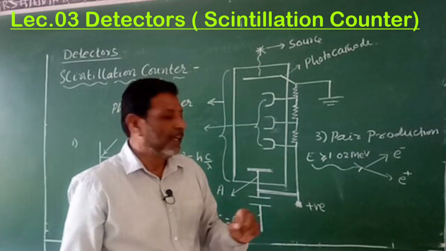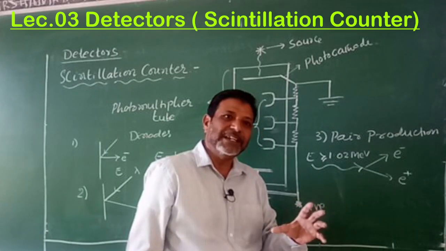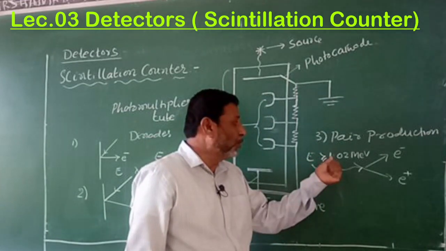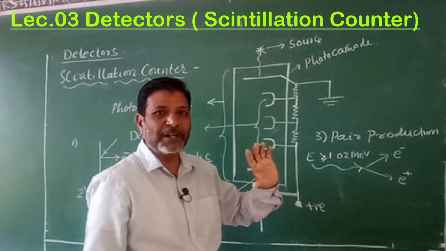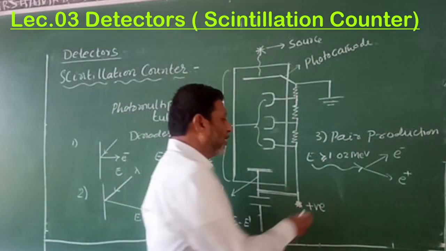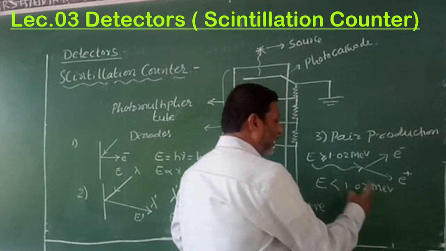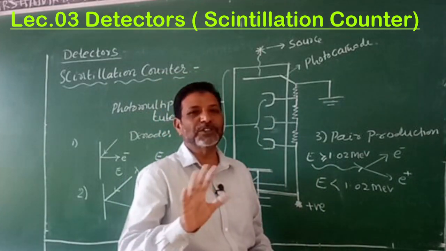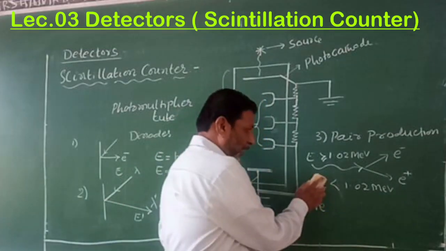The condition is that the energy of the photon should be greater than or equal to 1.02 million electron volts. The minimum energy is 1.02 million electron volts, and it may be more also. But a photon with energy less than 1.02 million electron volts will not undergo pair production. I don't want to go into detail about why; you have already studied this in your lower classes.